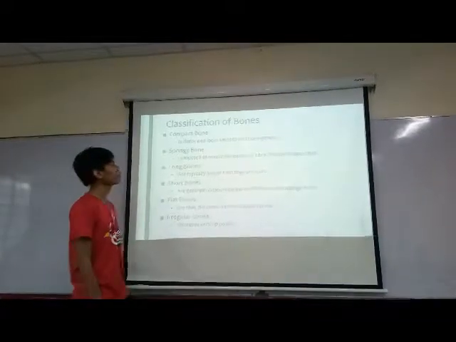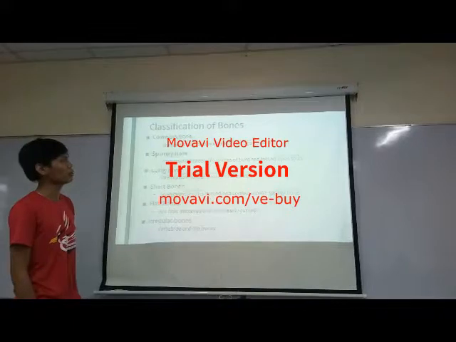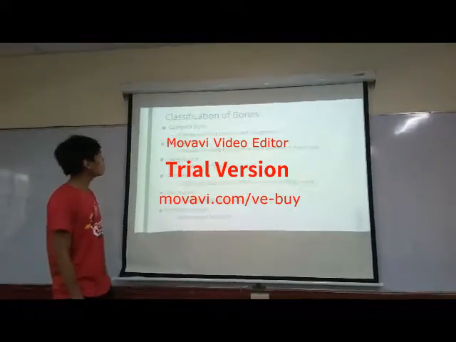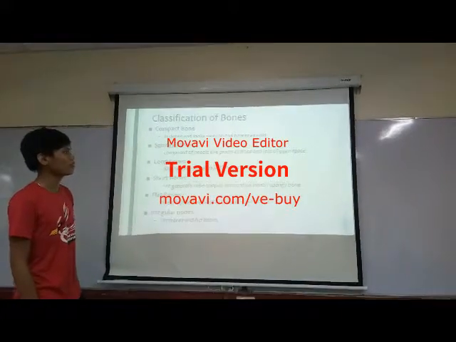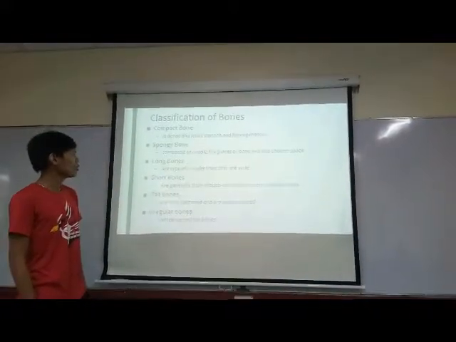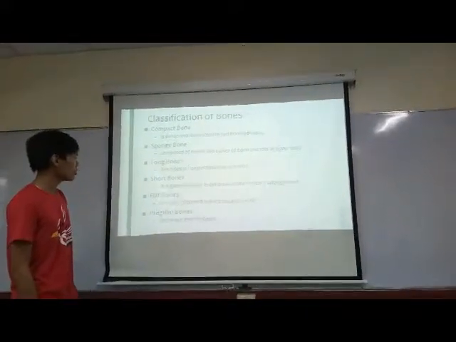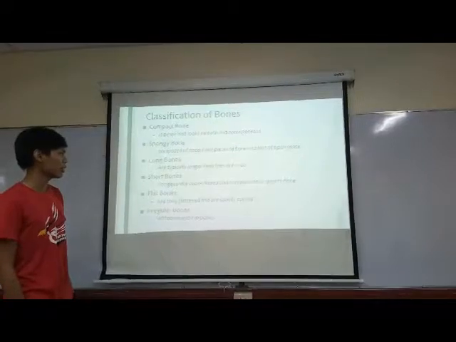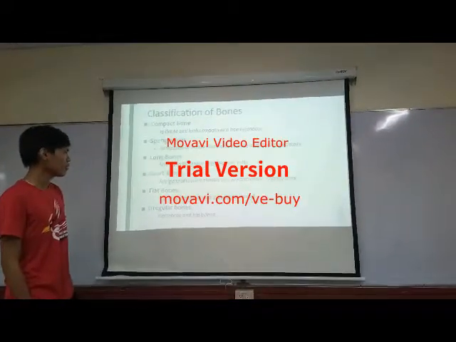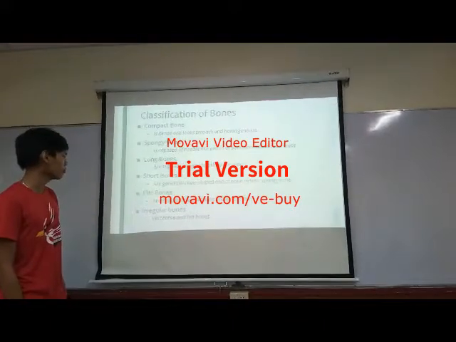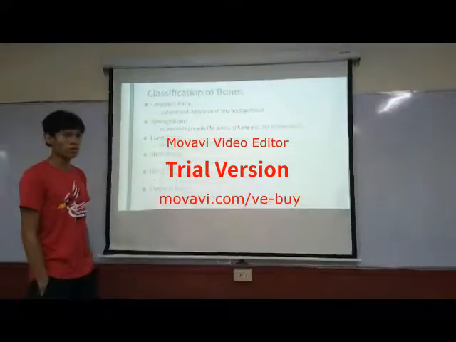Classification of bones. Compact bone is dense and looks smooth and homogeneous. Spongy bone is composed of needle-like pieces of bone and lots of open space. Long bones are typically longer than they are wide. Short bones are generally cube-shaped and contain mostly spongy bone. Flat bones are thin, flattened, and usually curved. Irregular bones include the vertebrae and hip bone.